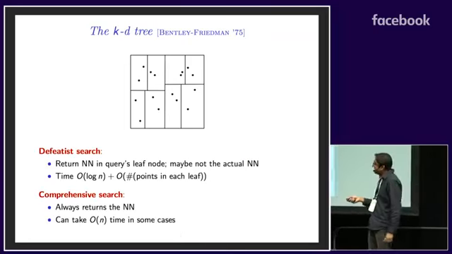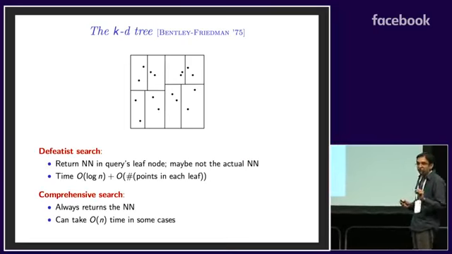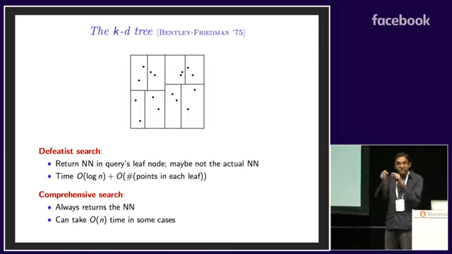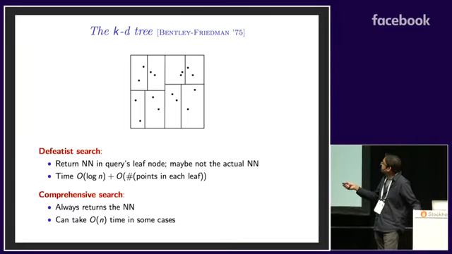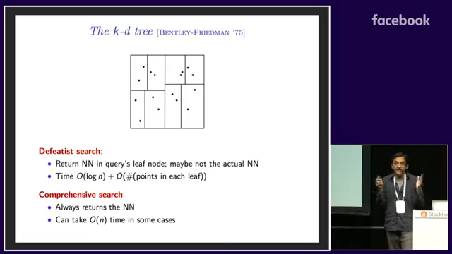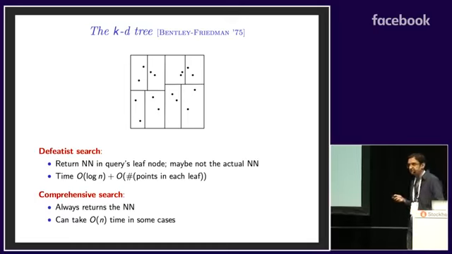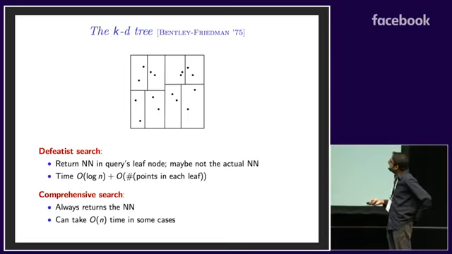So the other method, which is sort of the more careful one, is called comprehensive search, where you start with the defeatist search. So you start with this point and you say, oh, well, defeatist search tells me the nearest neighbor is that, but I'm so close to the boundary that the nearest neighbor might actually be in this adjoining cell. And once you're looking at that adjoining cell, you say, oh, it might actually be in that adjoining cell, and so on. And so you might eventually end up looking at all the points if you're unlucky, okay? But you always get the right answer. Okay. So these are the two ways of dealing with a KD tree.